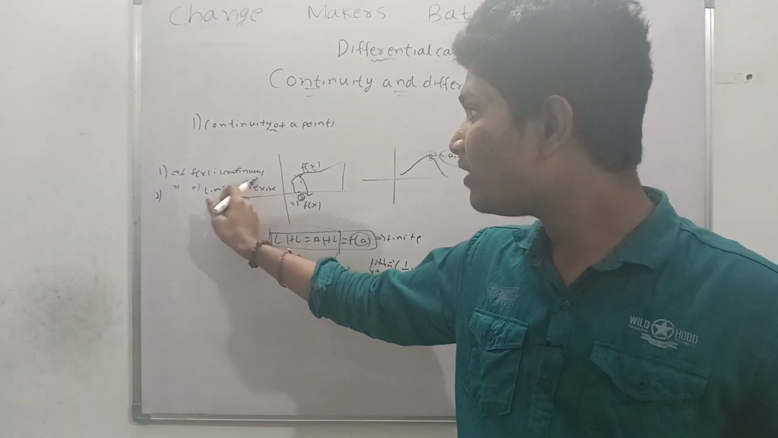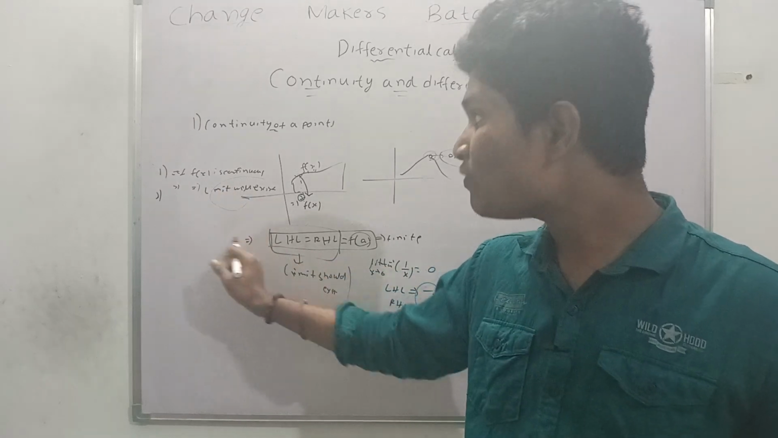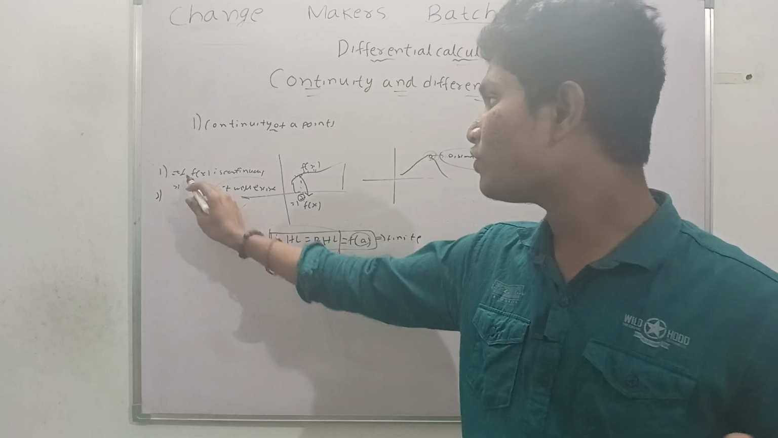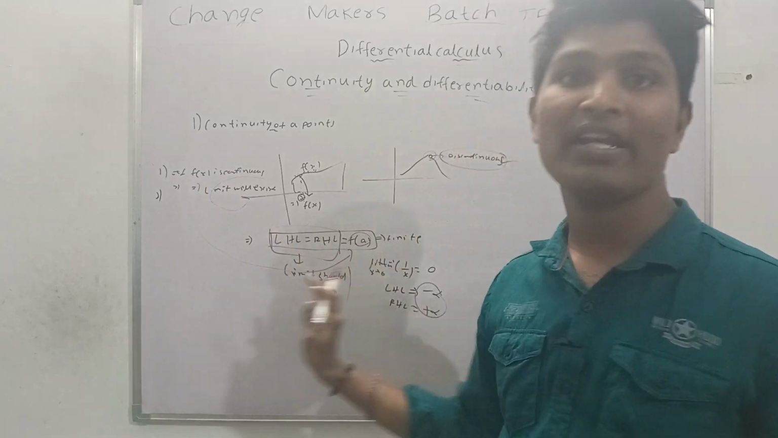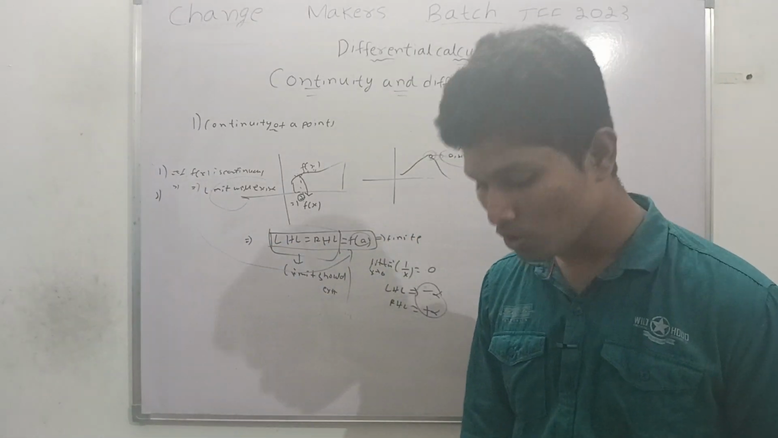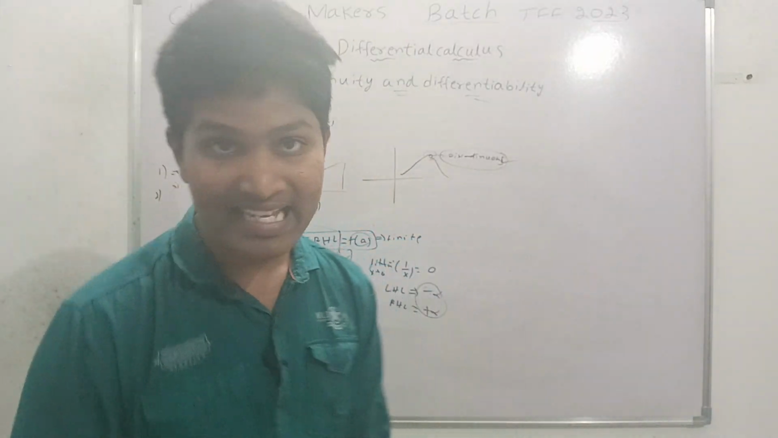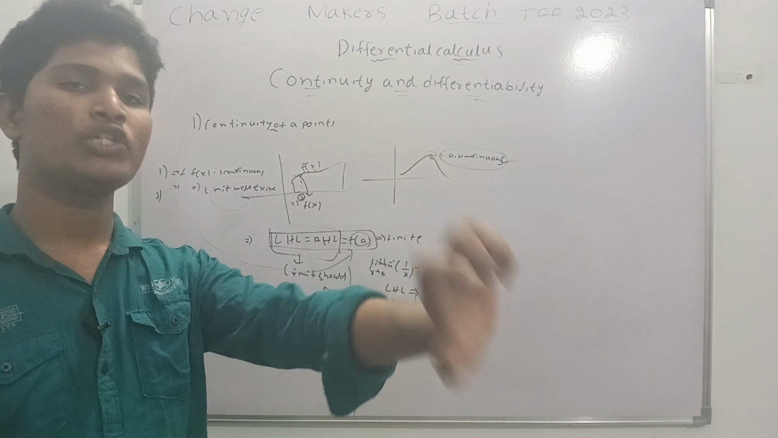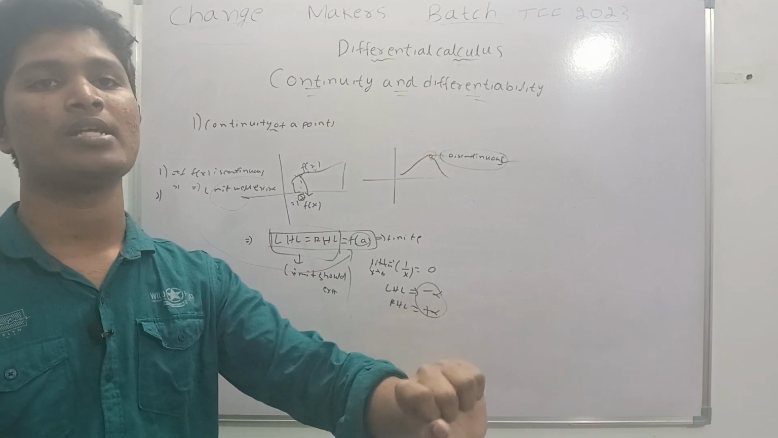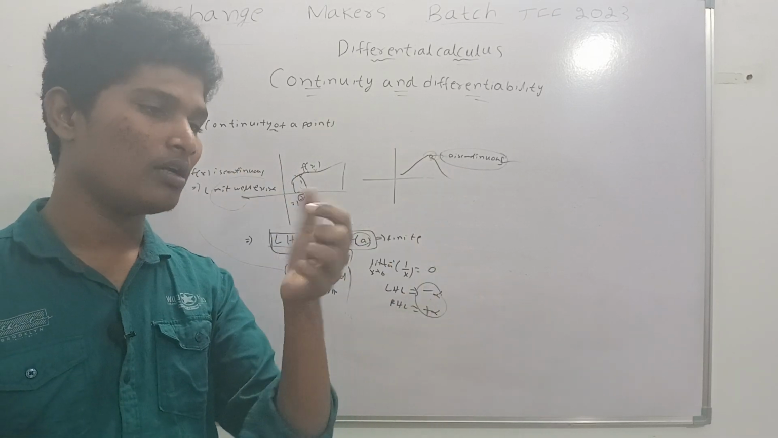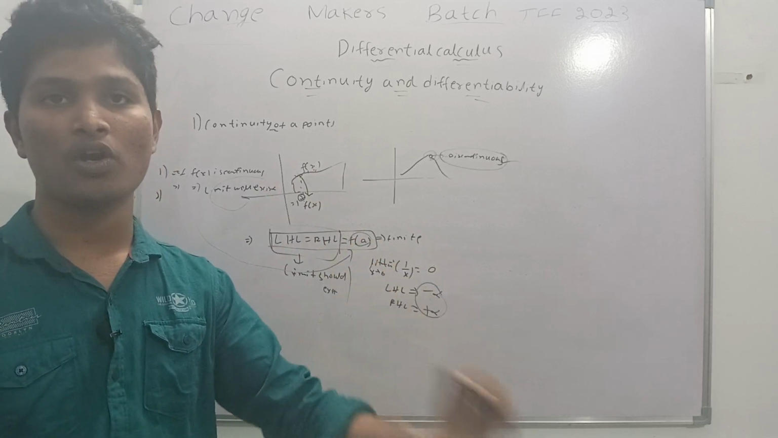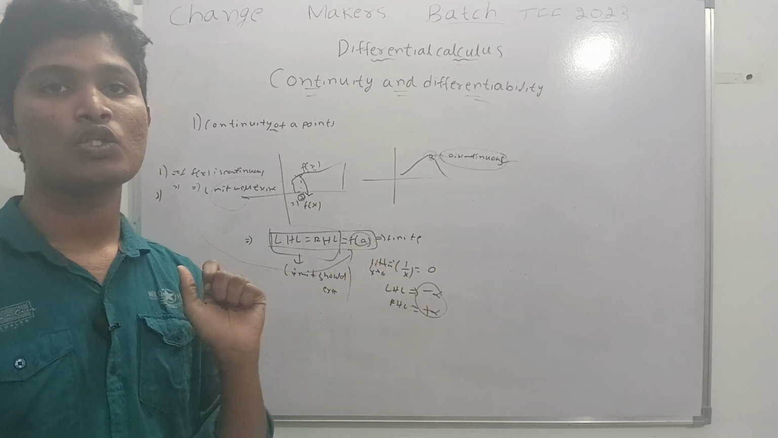But if the limit exists, can we say the function is continuous? No. It must be equal to the function value. Only after equating with the function value can we say that. Before that we cannot say. So basically these are the things you have to remember. If a function is continuous, the limit should exist. And if the limit exists, there might be a possibility that the function value may not be equal to the LHL and RHL. So you have to check.